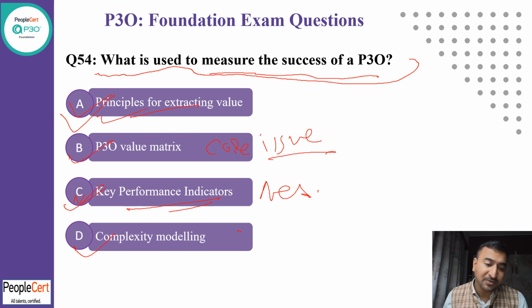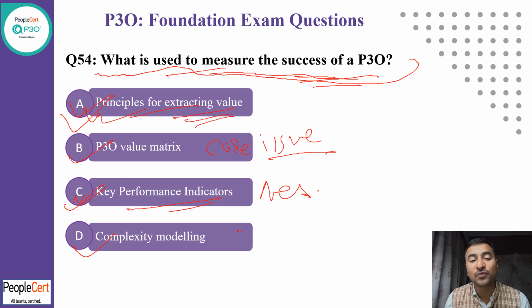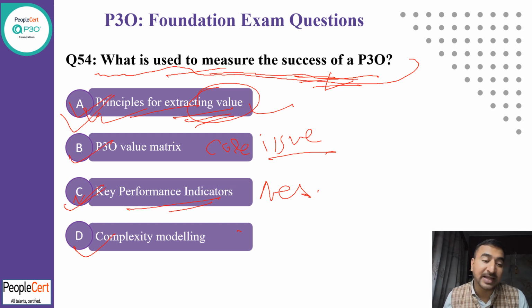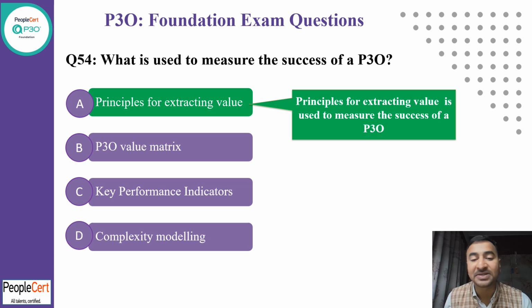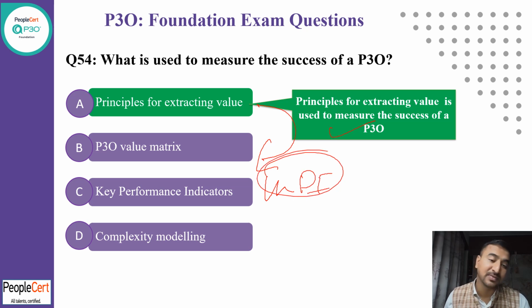So I believe I can go with option A because it's used to measure the success of the P3O. The principles for extracting value, what value we can extract from the P3O, should be the measure, and that should be one of the KPIs by which you can measure the success of the P3O. So I believe yes, that is the correct answer. Principles for extracting value is used to measure the success of the P3O, and that can be one of your KPIs to measure the success of it. So I believe that is the correct answer, A.